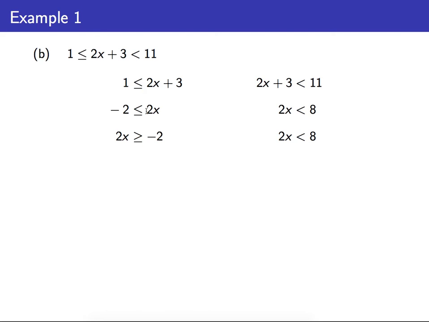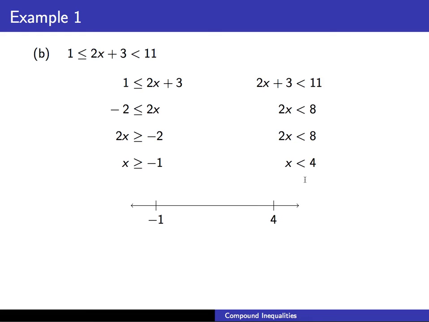And switching this around for our first one, so it's 2x on the left-hand side greater than or equal to -2. And then divide everything on both sides by 2. We get for our first inequality, x is greater than or equal to -1. For our second inequality, we get x is less than 4. So we're looking for all the values of x that are greater than or equal to -1 and also less than 4.